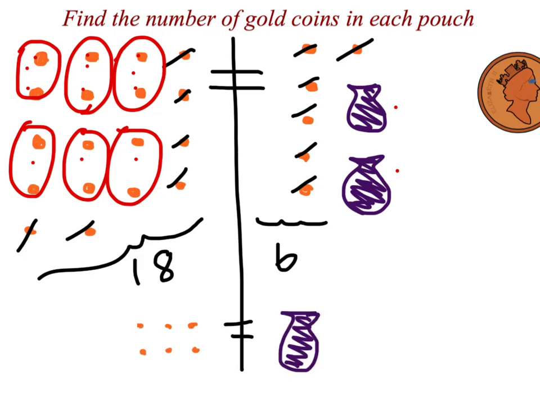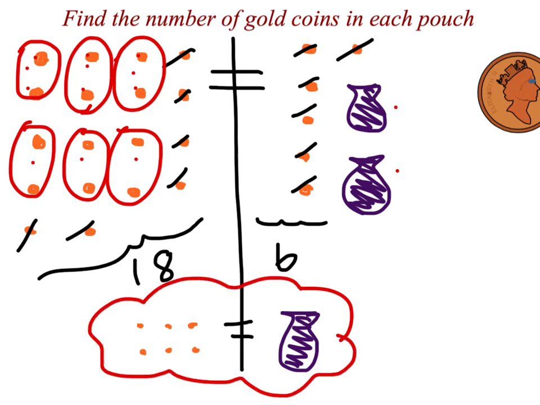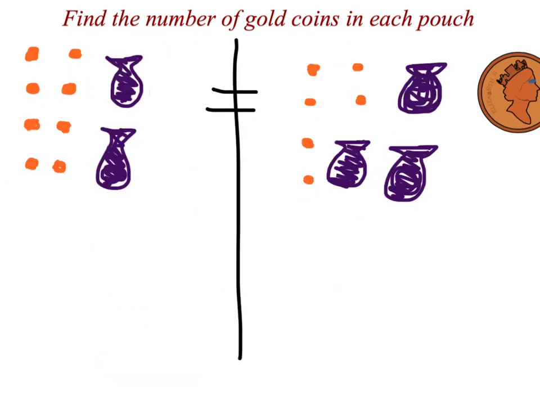Therefore, 6 gold coins are in 1 purple pouch. So each purple pouch contains 6 gold coins. Again, we did that by maintaining equality, subtracting the same number of coins from each side, and then I took the remaining coins and divided them evenly amongst my 2 pouches. But what happens now when I have pouches on both sides of the equation? Let's do an example like that to figure it out.